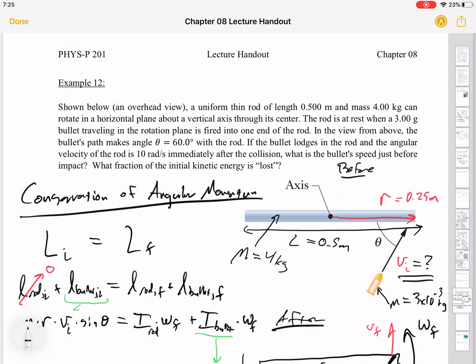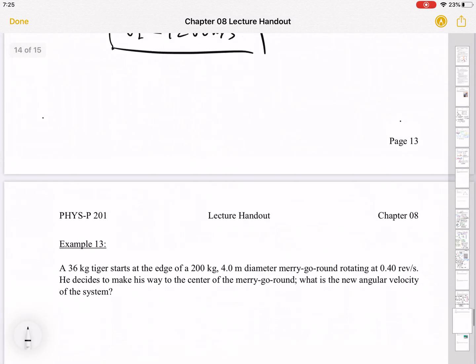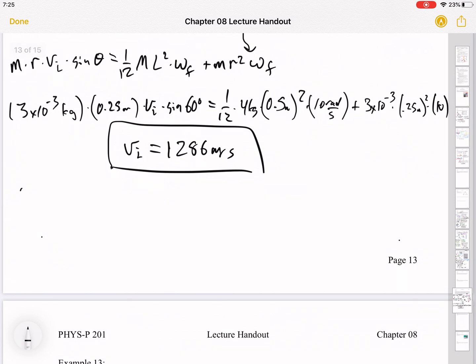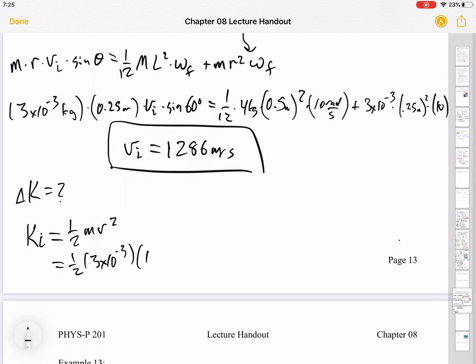Okay. Do I expect energy to be lost? Well, it's perfectly inelastic. So inelastic means energy is not conserved. Right? So we could answer that question if we have some space here. Basically, what's delta K? Well, K initial is half mv squared for the bullet. So we could solve for that. Half 3 times 10 to the minus 3 times the 1286 that we just found. What I get for the kinetic energy of the bullet initial is 2,480 joules.